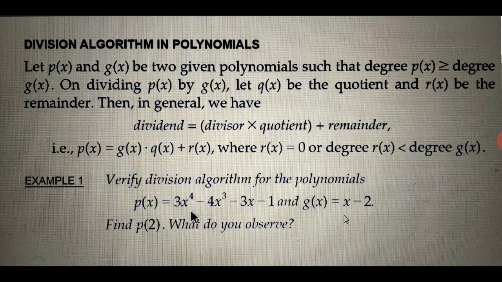Here degree of p(x) is 4 because the highest power of the variable x in p(x) is 4, and the degree of g(x) is 1 because the highest power of the variable x in g(x) is 1. So obviously degree of p(x) is greater than degree of g(x). Now the second part of the question, find p(2). What do you observe?